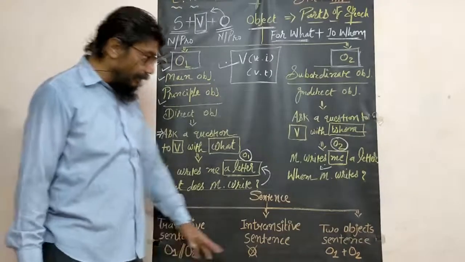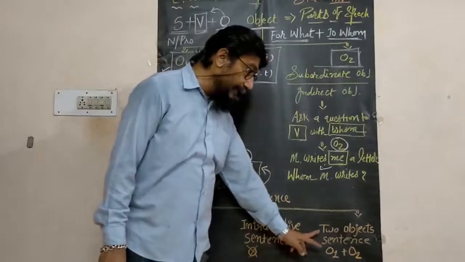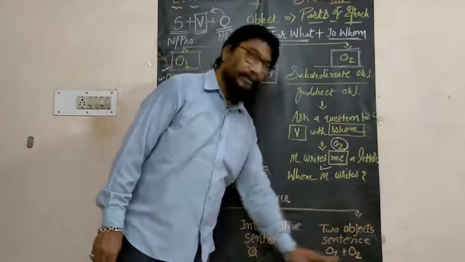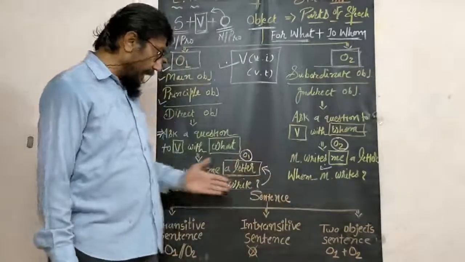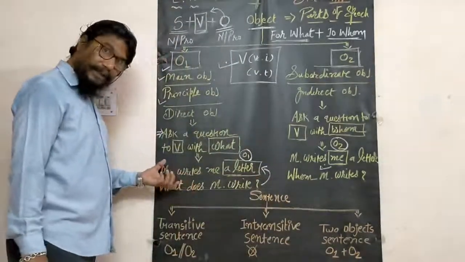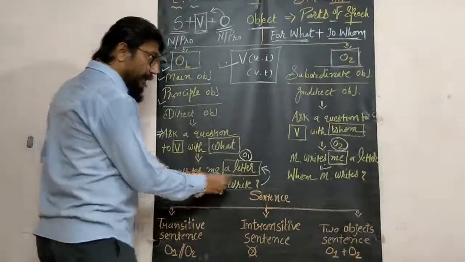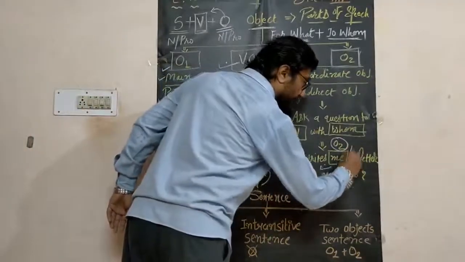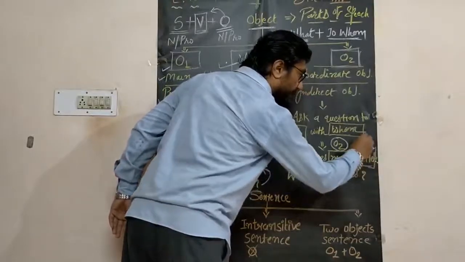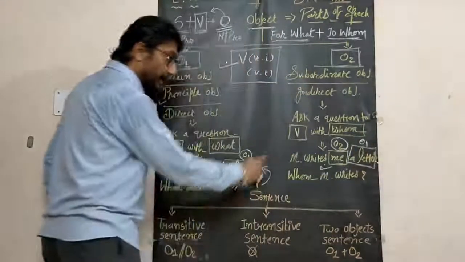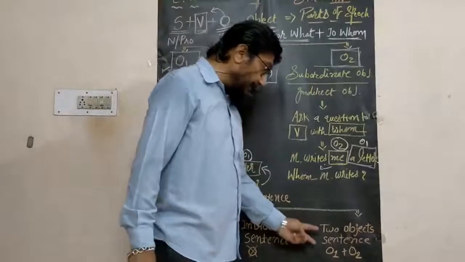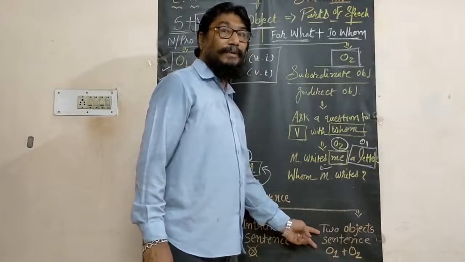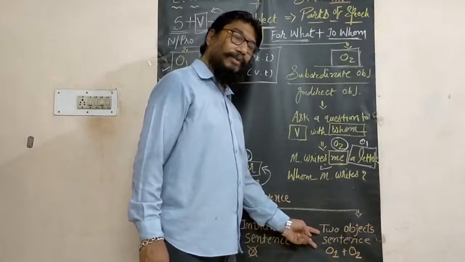The same idea, you see here, a two objects sentence. In the sentence, O1 is also given, O2 is also given. You see here, I'll take the same sentence: Mira writes me a letter. Me is equal to O2. Then think of a letter. What is a letter? A letter is equal to O1. So this sentence is equal to a two objects sentence, because O1 is also there, O2 is also there.